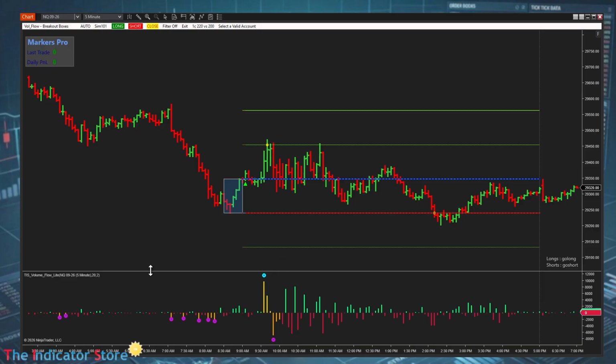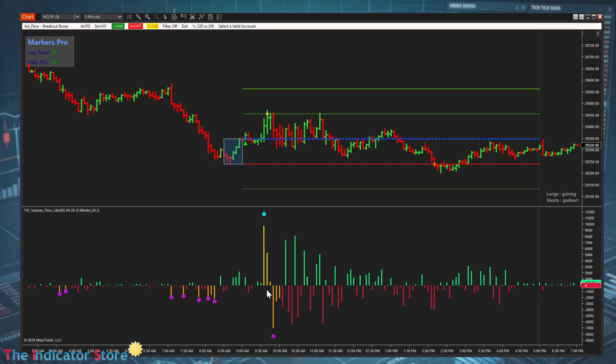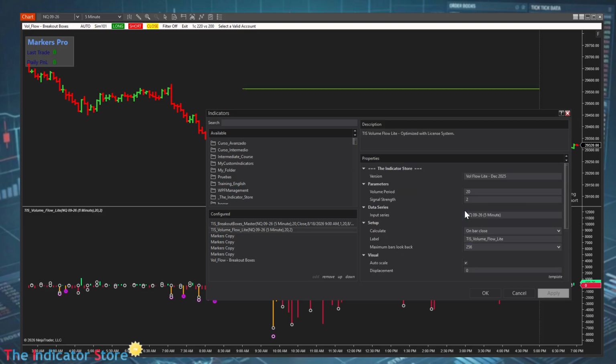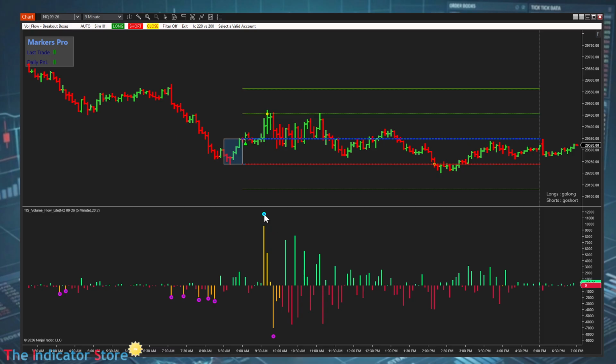Then we also have the volume flow, which has several parameters. This one calculates a peak in the volume, but it can be positive or negative. So we can take shorts, like this one, or longs, like this one. This short is not bad, because there was a big volume to the downside, but maybe this is not a good decision because it is against this level.